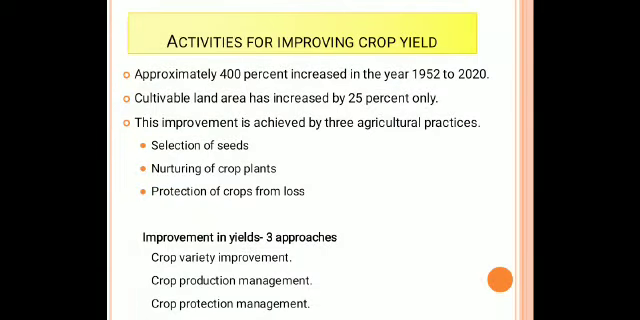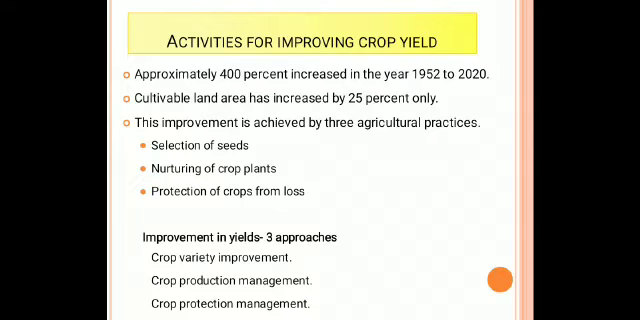Good morning, students. In continuation of the improvement in food resources, we are going to discuss the activities for improving the crop yield. Approximately 400% food grain production has increased from 1952 to 2020. However, the cultivable land area has increased by only 25%.